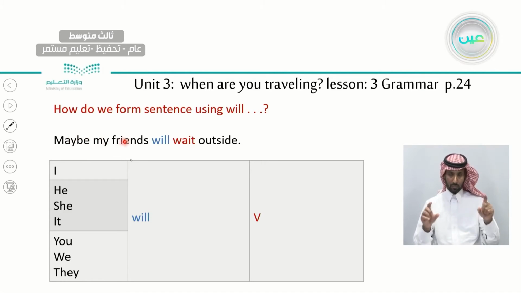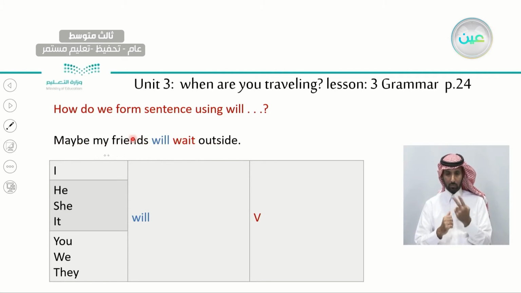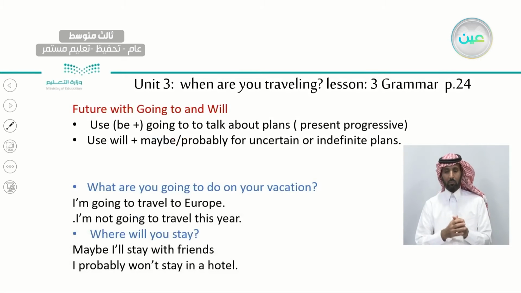Look at this sentence. Maybe my friends will wait outside. So how do we form this? This is how we talk about the future using will, to talk about arrangements which are not fixed, not definite, okay? So how do we form the sentence using will? We have the subject, then will. Here we have the verb, no ing, only the infinitive verb, okay? We don't add anything to the verb.